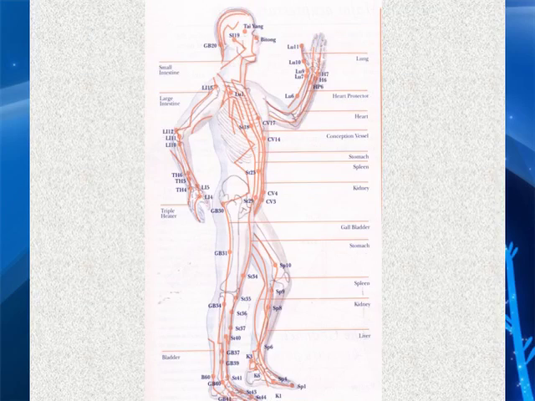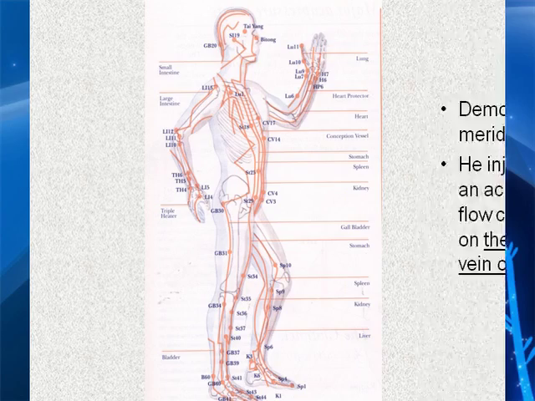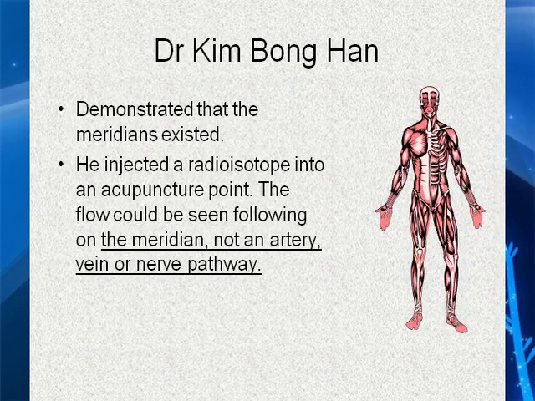This is a slide showing the acupuncture meridians, where a flow of energy can go up and down the different meridians. The testing equipment oftentimes uses these meridians. Here in the United States, we seem to think that they are imaginary instead of invisible. Dr. Kim Bon-Han demonstrated that the meridians do exist.